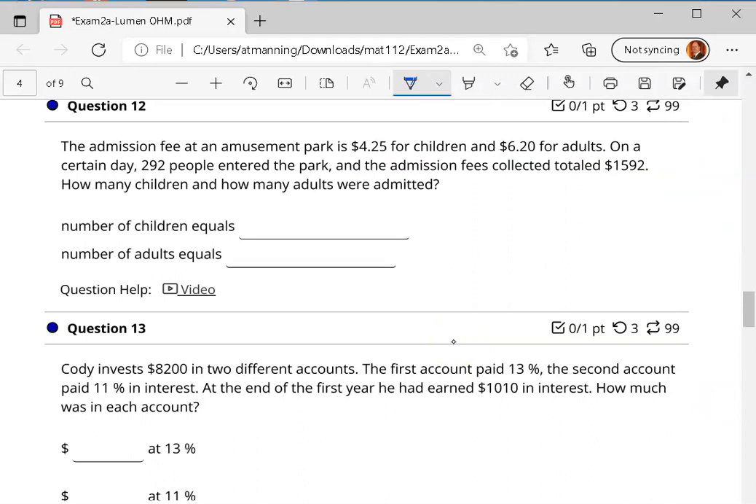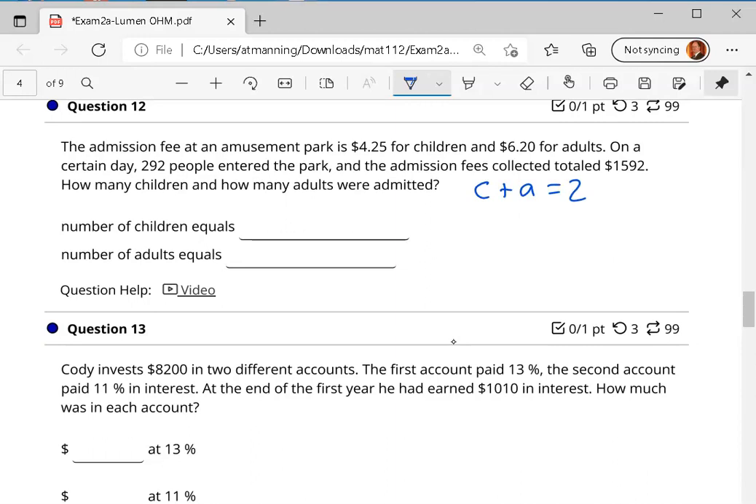Back to that word problem. 4.25 for children, 6.20 for adults. Total of 292 people, and the total fees were $1592. How many children and how many adults? Well, you're given two equations here. 292 people entered the park. We have children and adults. We'll use C and A. So we know C plus A equals 292. This total of 292 people came into the park, and children count as people. That's our first equation.